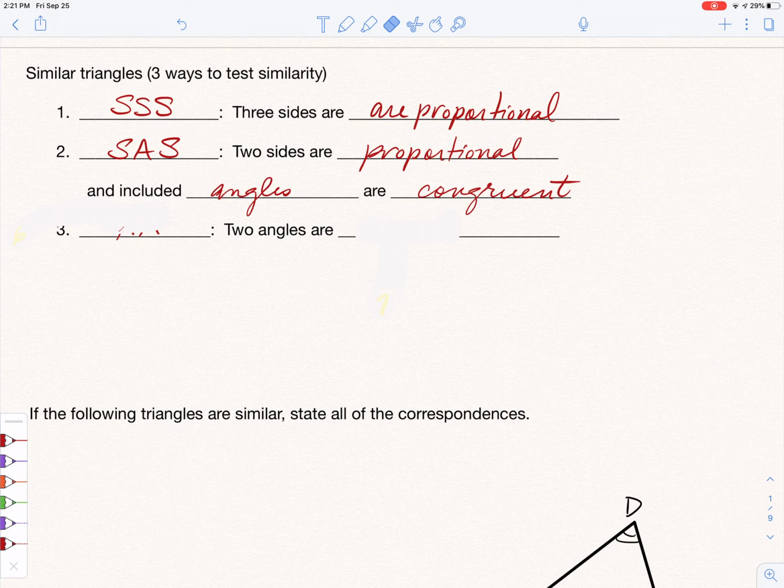And then the third way of testing similarity is the angle-angle method. And here we would say that two angles of a triangle are congruent to two angles of another triangle.